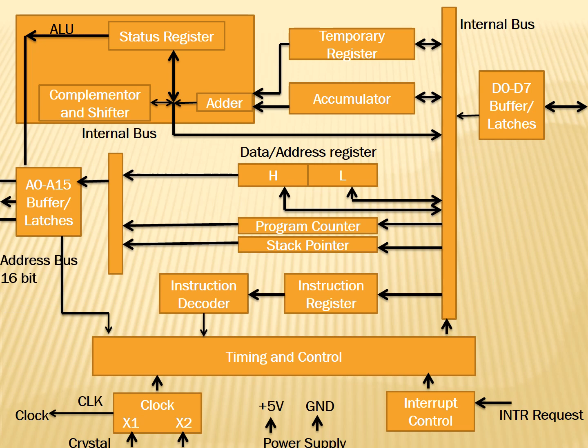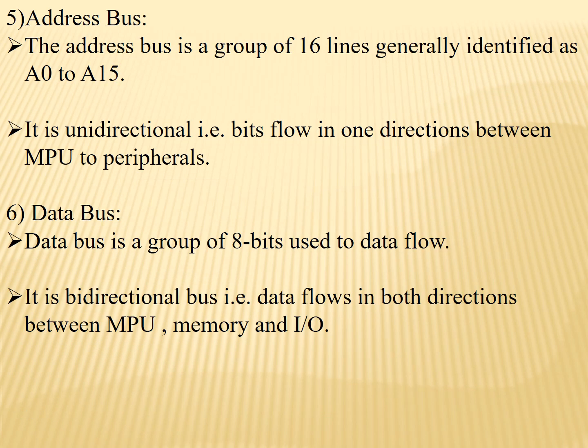Next, let us discuss the address bus and data bus. Already we have elaborated regarding this. It is a 16-bit address bus and an 8-bit data bus. They are closely linked with the bus, buffer and latches, and here they play a very important role to transfer the data from one device to another device. Address bus is a group of 16 lines generally identified as A0 to A15. It is unidirectional, that is the bits flow in one direction from the microprocessing unit to the peripherals. Data bus is a group of 8 lines used for data flow. Sorry, it is a bidirectional bus, that is data flows in both directions.